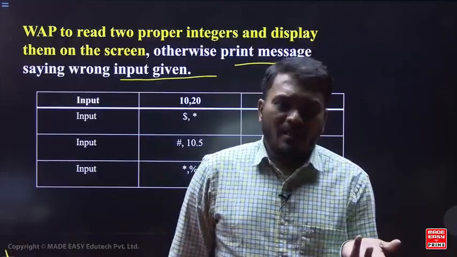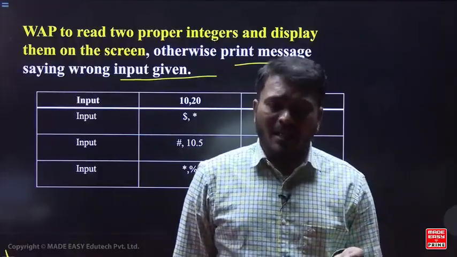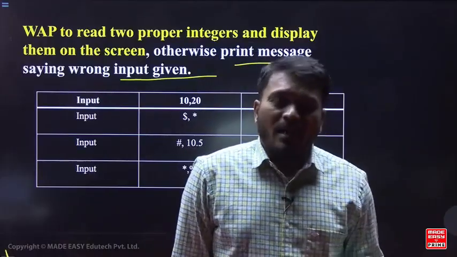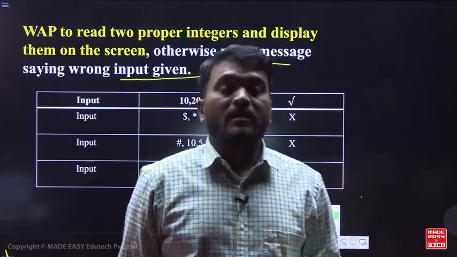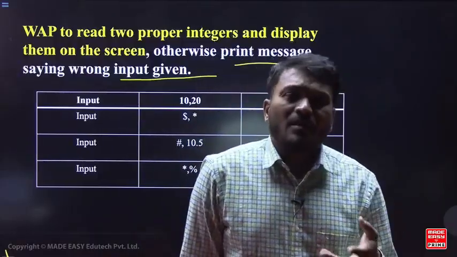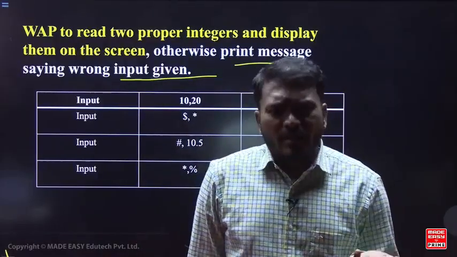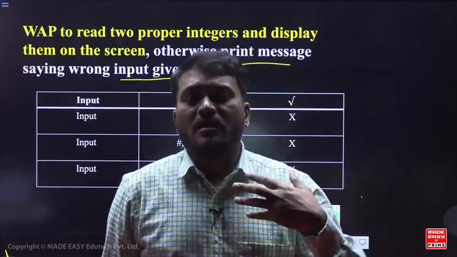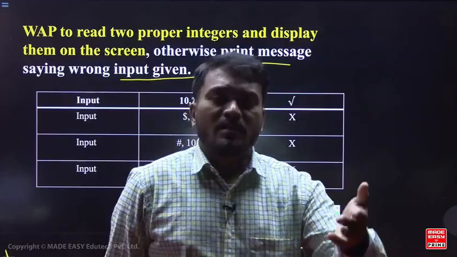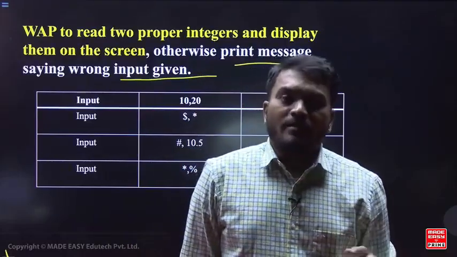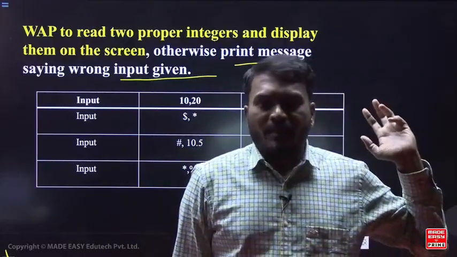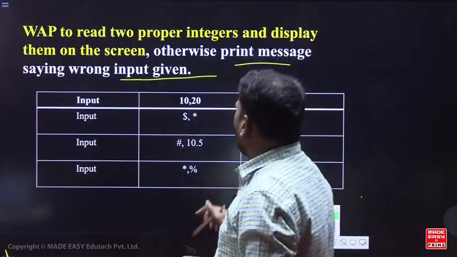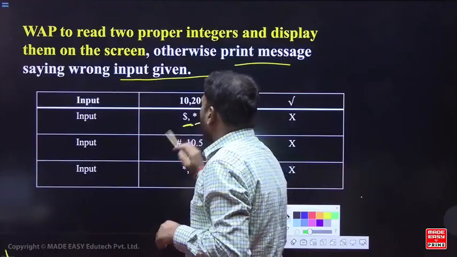Like I'm taking your age and mobile number. Your age is an integer, obviously, and mobile number is also an integer, right? I want to take your age and mobile number, and I am asking you to give the input, but you don't want to give your details. Just as an example, you are simply typing something like a dollar and a star.